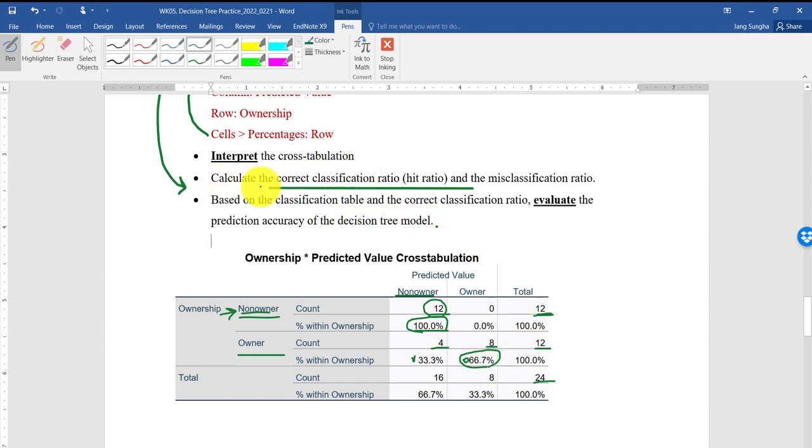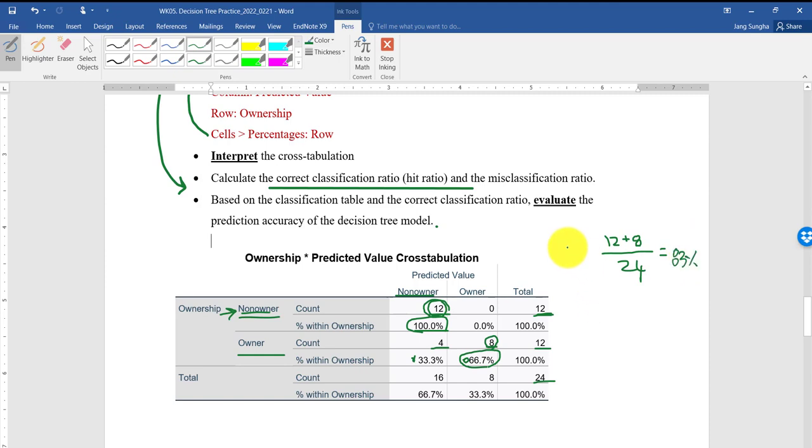Now calculate the correct classification ratio. That is, we add this number and this number, that is 12 plus 8, divided by 24, which is about 83%.